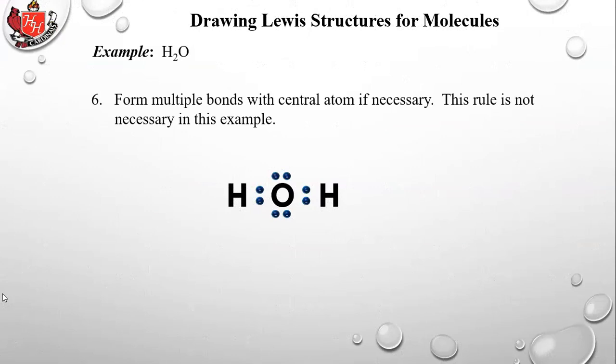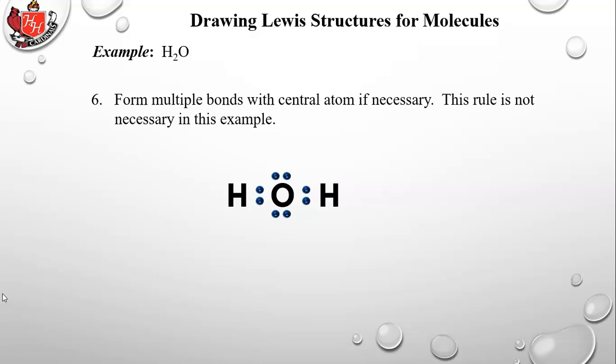Form multiple bonds with the central atom if necessary. In this case, it's not necessary. So let's look at this. We've used all 8 electrons that we had to start with, and we've created an octet with all of the atoms. Oxygen has 8, and each hydrogen has 2, which is a full octet for hydrogen.